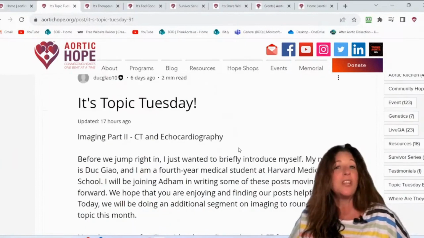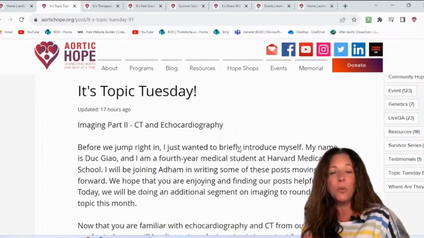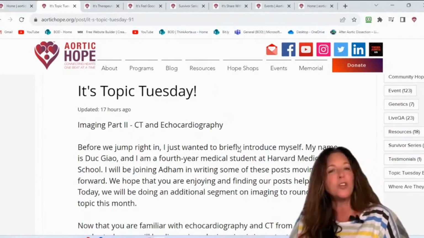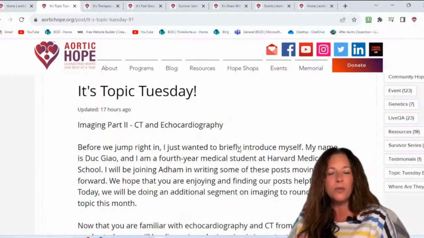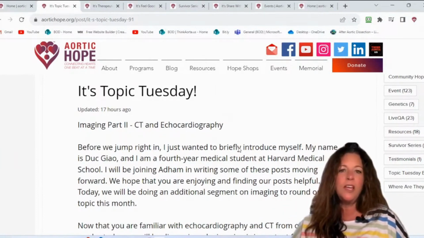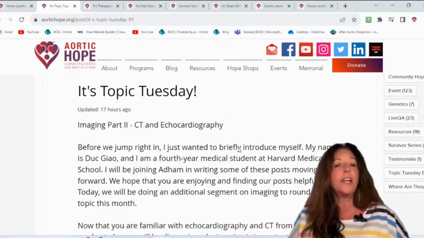Which was Topic Tuesday. And on that particular week, we've got Duke, we've got Adam. Adam's a third-year medical student. Duke is a fourth-year medical student working with us to provide this information. And this particular Tuesday, we were talking about our second part to imaging, CT and echocardiography.